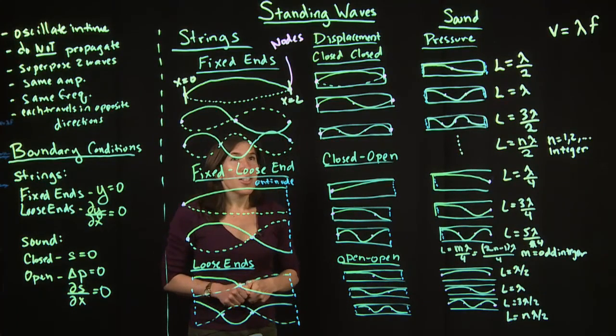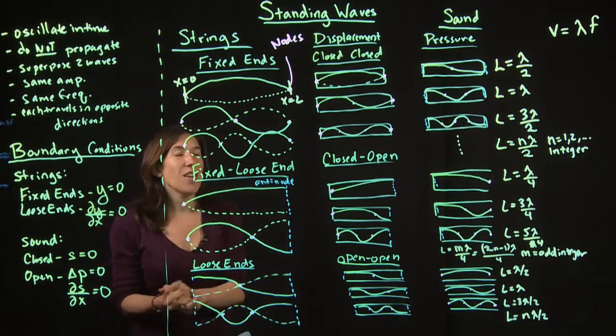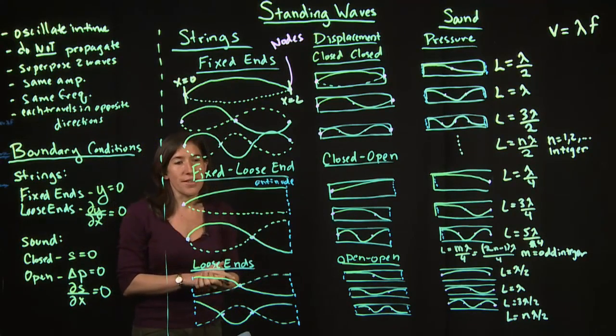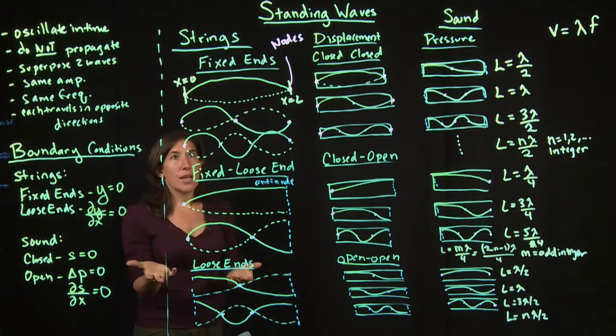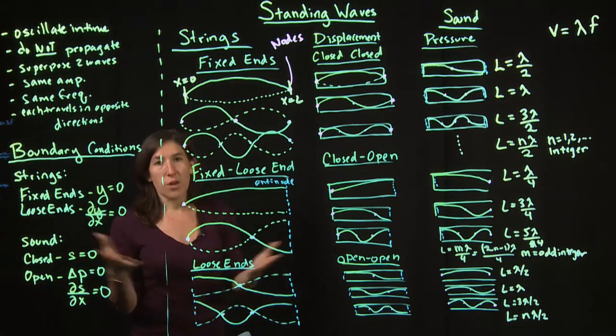All right, so hopefully that cleared some things up and showed you how you can solve for the various standing wave solutions for different boundary conditions for standing waves on strings or standing sound waves in a pipe.